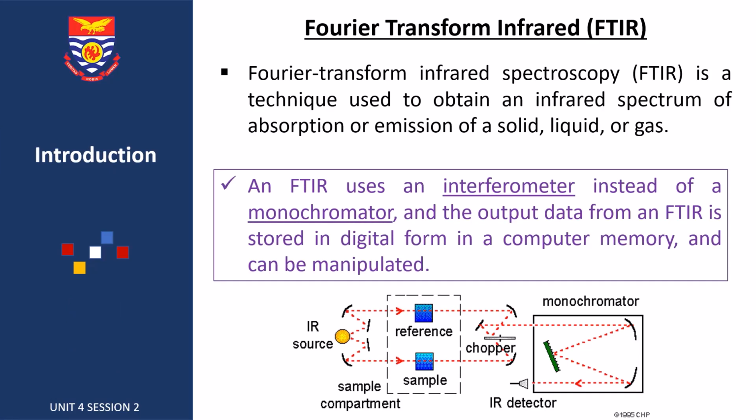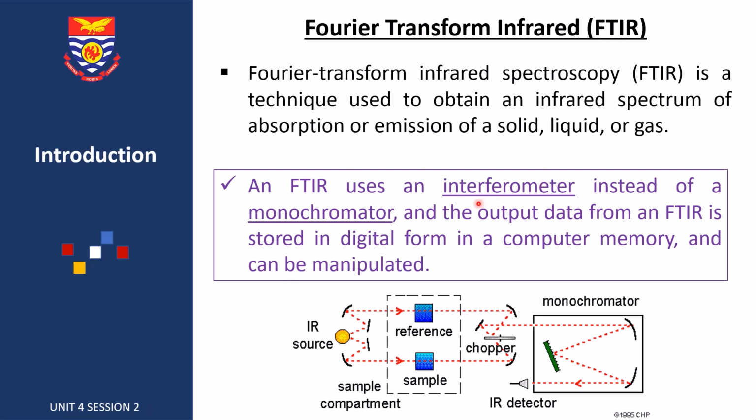Fourier transform infrared spectroscopy is a technique used to obtain an infrared spectrum of absorption or emission of a solid, liquid, or a gas. Now, some IR instruments used to have a monochromator as the key device that is used to disperse and separate the broad spectrum of the IR radiation into individual narrow IR frequencies. However, the Fourier transform infrared spectroscopy uses an interferometer.